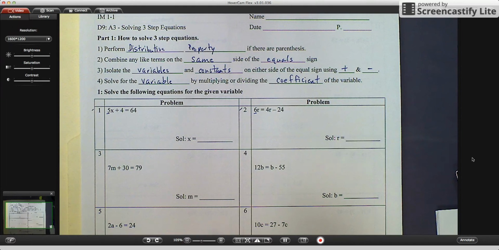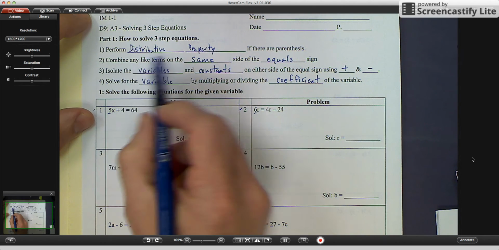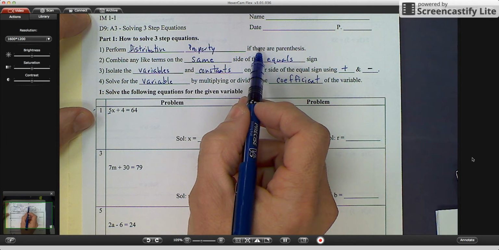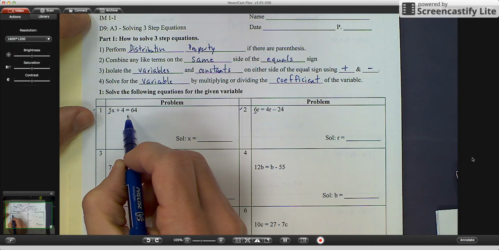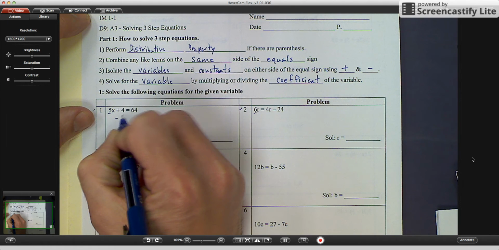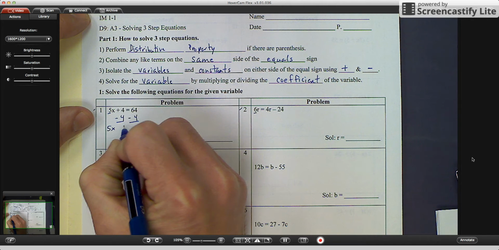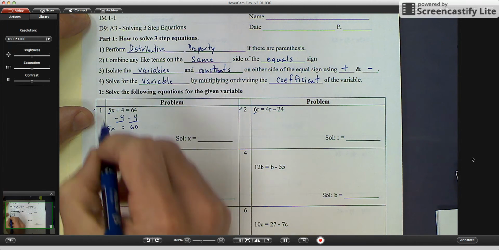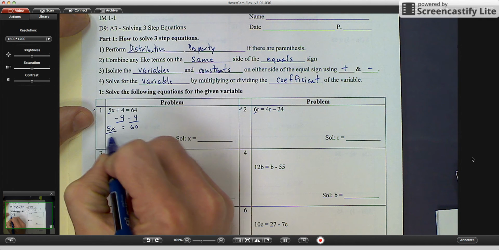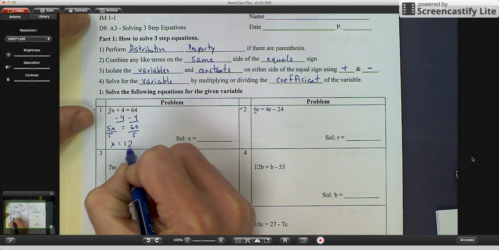The first example, 5x plus 4 equals 64. We don't see any parentheses, so we're not going to distribute. We don't have any like terms to combine on the same side of the equal sign, so we're going to subtract 4 from both sides to isolate our variable, and we get 5x equals 60. And then we will go to step 4, and that is divide by 5, divide by our coefficient, and you get x equals 12.